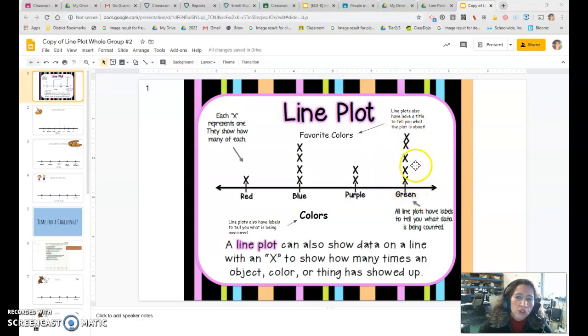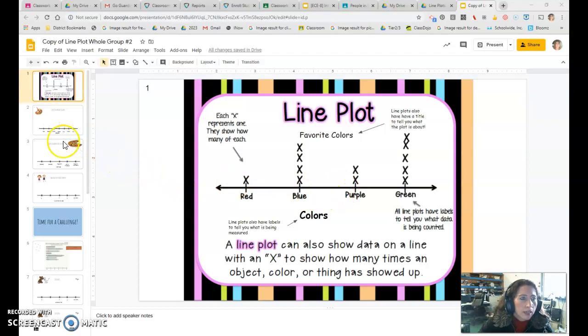So if I asked you how many people voted in all, you'd have to add all those X's up. Okay, so in my head I know 5 plus 2 is 7, 7 plus 4 is 11, 11 plus 1 is 12. So I know that I had asked 12 people to give me their data so that I could go ahead and create a line plot to show favorite colors.